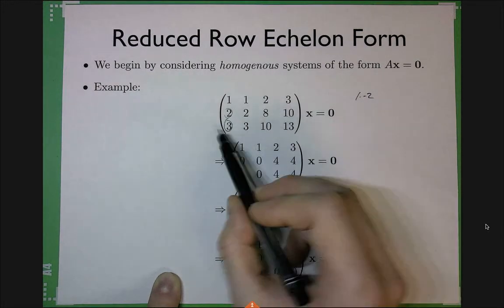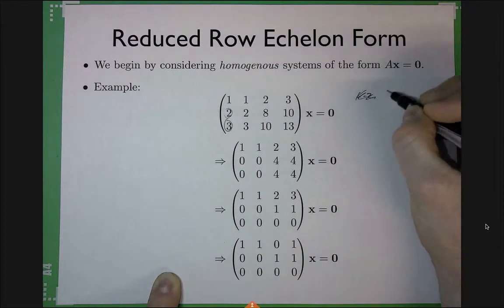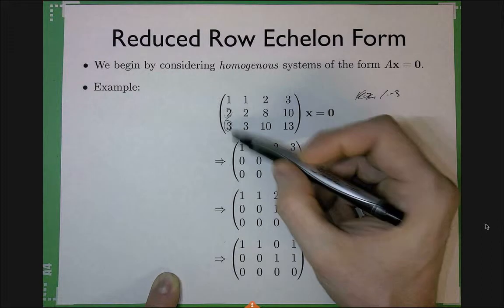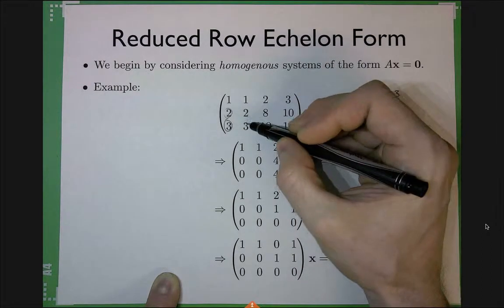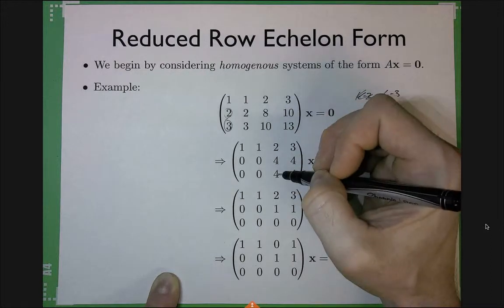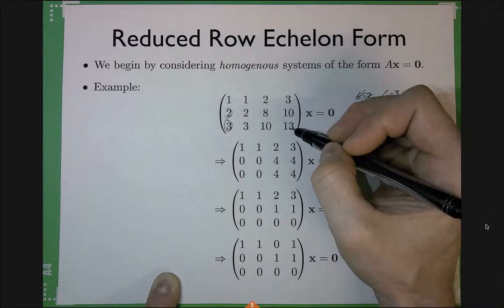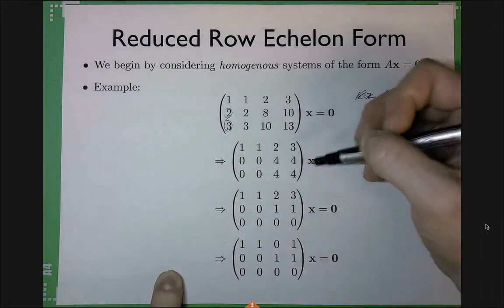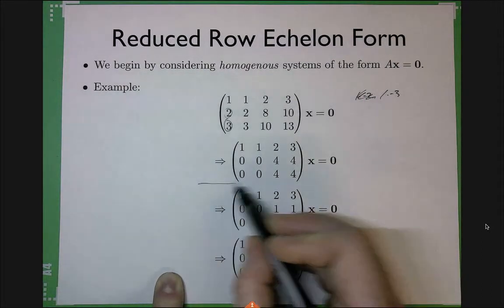Then the third row, so I multiply the first row now by -3. So I get -3 plus 3 is 0. -3 plus 3 is 0. -6 plus 10 is 4. And -9 plus 13 is 4. Right? So this was the first step.